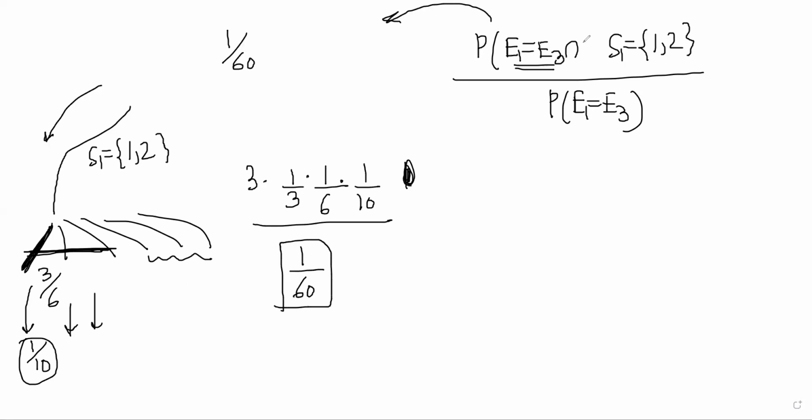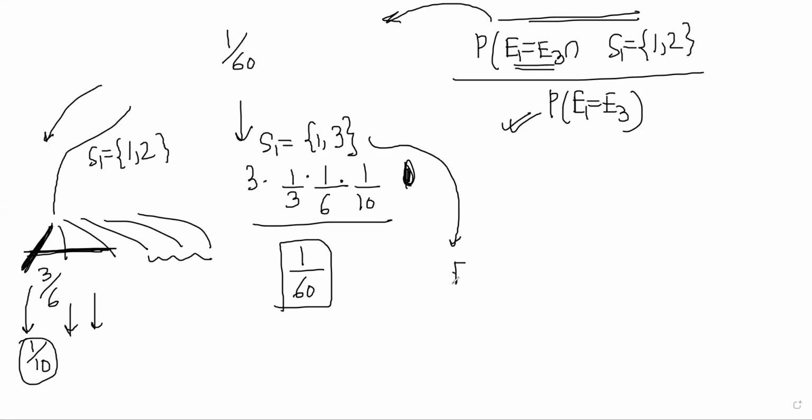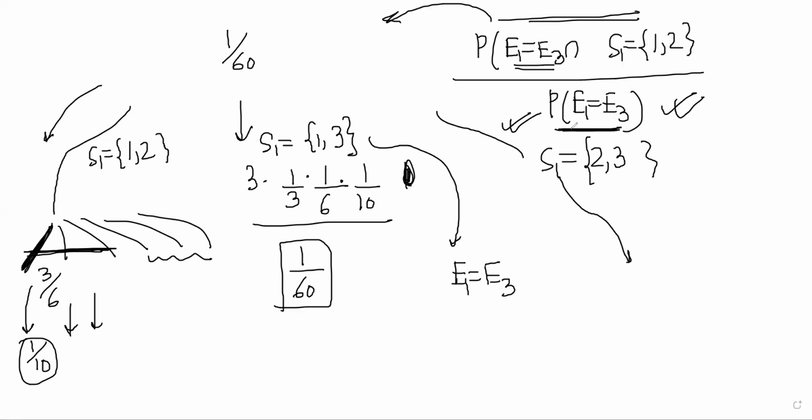But you have to realize that that is the probability of this. If I wanted the probability of this, I have to take other branches also. In the other cases, when S1 was 1, 3, it is still possible to get E1 equal to E3 there. And even if S1 was 2, 3, it is still possible to get E1 equal to E3 there. So we have to add those branches to get the overall probability of E1 equal to E3. This probability will be larger than this probability.